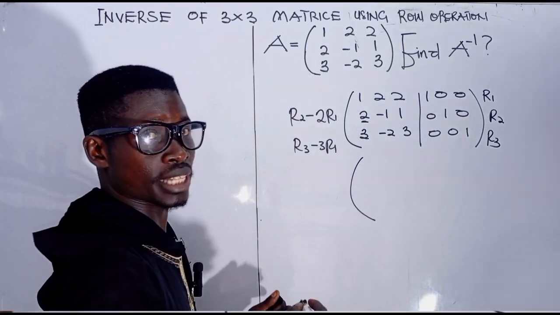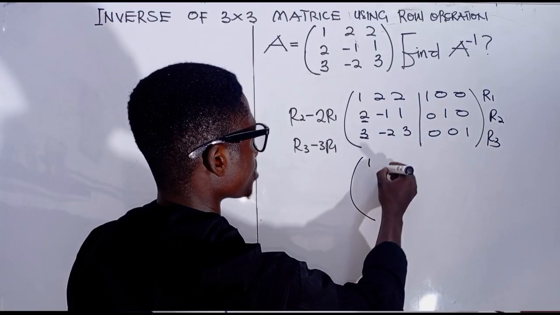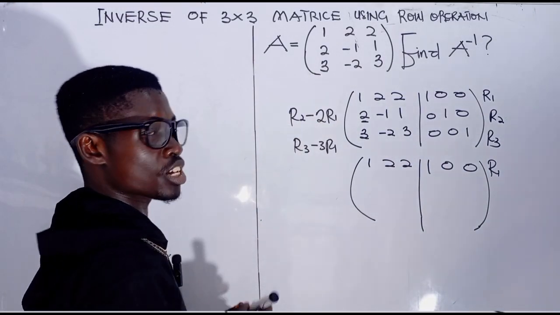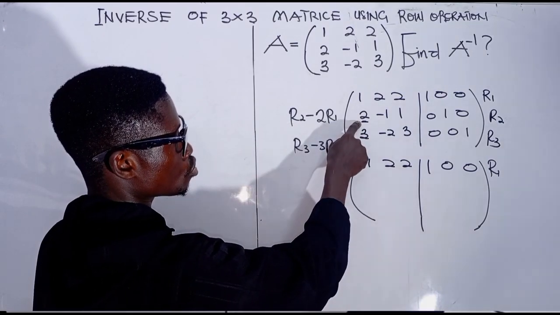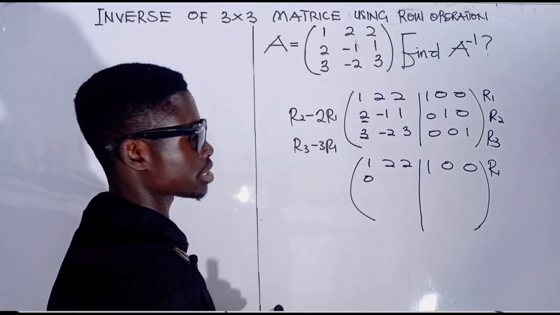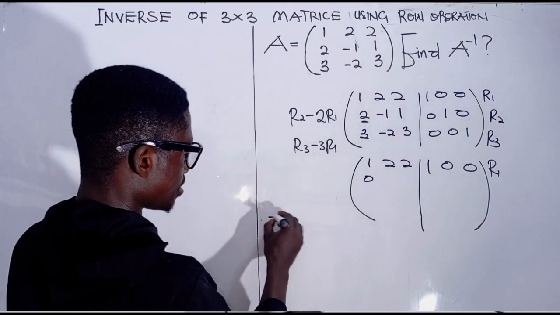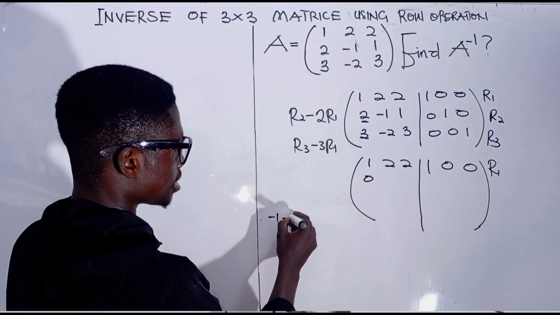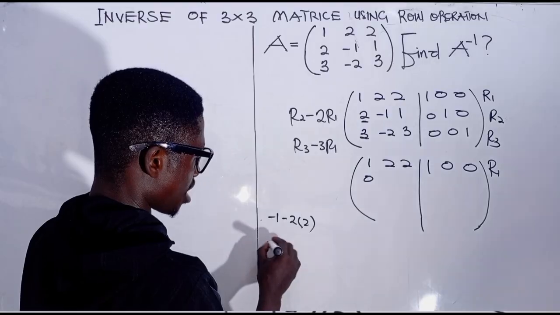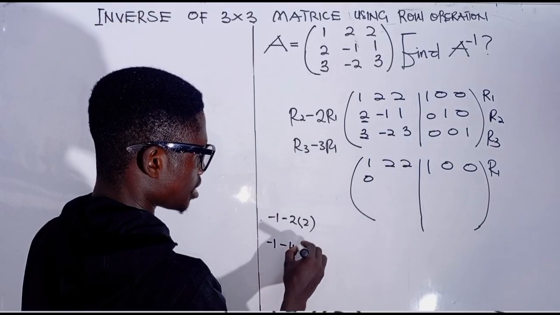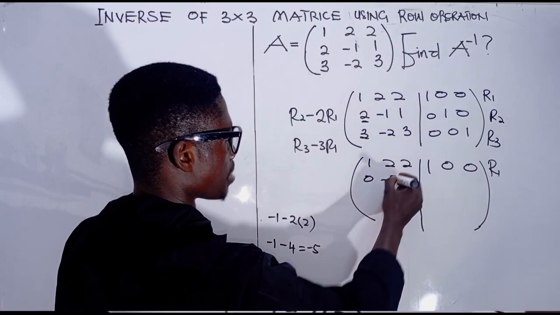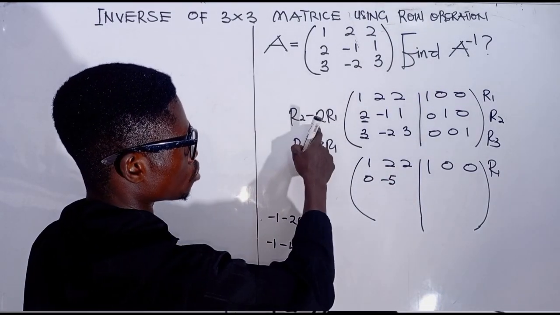Remember, the first row is untouched, so we are going to repeat it. So we have 1. Then we have our first operation, R2, which is row 2 minus 2 row 1. This entry is definitely going to give us 0. Then we have R2 is negative 1, minus 2 times row 1, which is 2. So we have minus 1 minus 4, that gives us minus 5. So this entry is going to be minus 5.